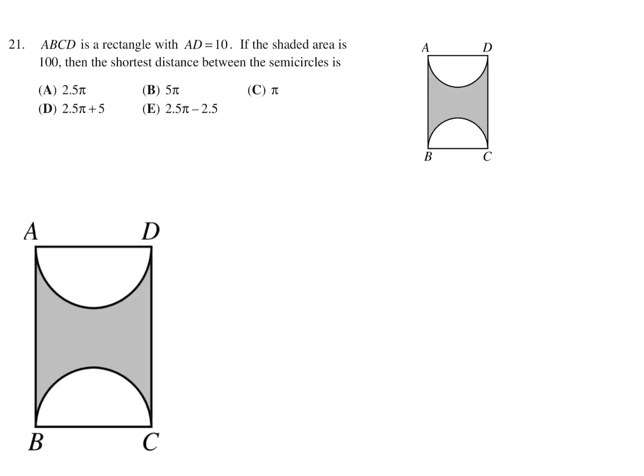So here's ABCD and they're saying that AD is 10. And they're saying that this shaded area has an area of 100. So I'm going to start labeling this diagram. The first thing I want to do is draw a radius. That will be the representation of the radius of the circle.